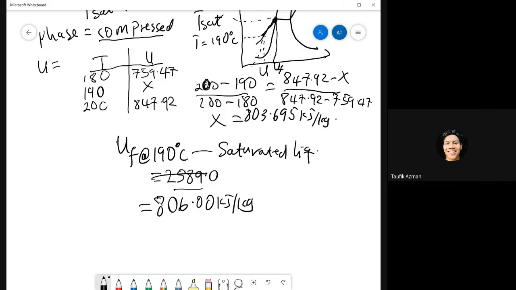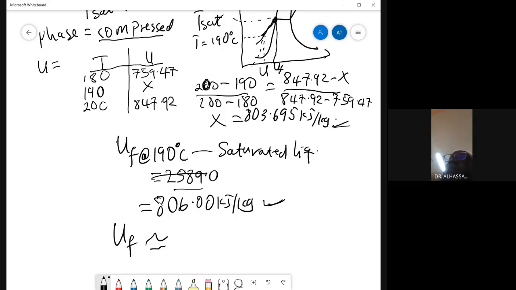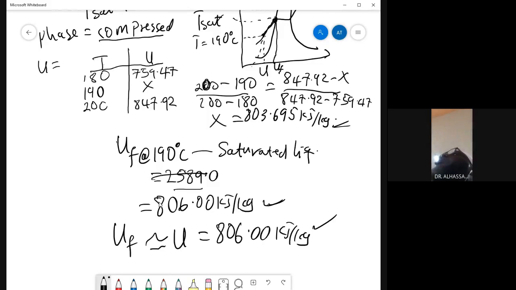So you see now the difference between these two answers. If I were you in exams, either you go for this or you go for this option, it's the same. You understand me? Provided the fluid is in a compressed liquid state. This is applicable only for compressed liquid state. For any other state, such approximation is not applicable. Like I have told you, UF is approximately equal to U, and this equals 806.00 kilojoules per kilogram. So either you use this answer or this answer, I'll give you the full mark.